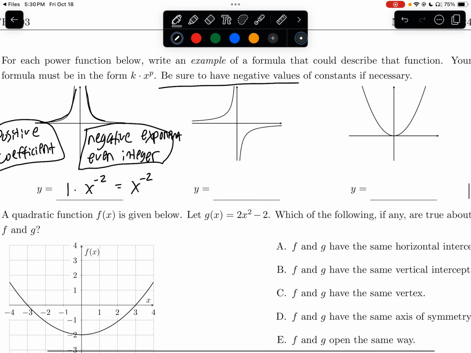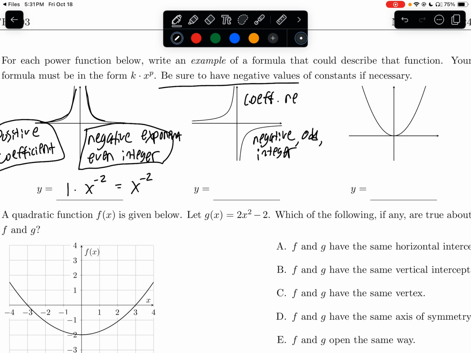For the other one, we see that we have asymptotes, so that suggests that we have a negative power, a negative exponent. It's on both sides of the x-axis, so it has to be an odd, and it's defined over here on the left side of the y-axis, so it has to be a negative odd integer and not a fractional power. And the coefficient has to be actually negative.